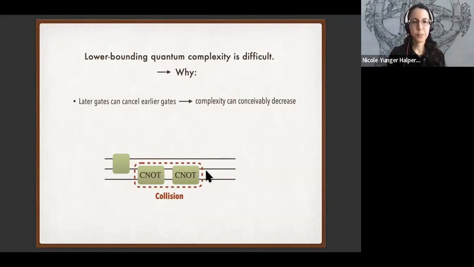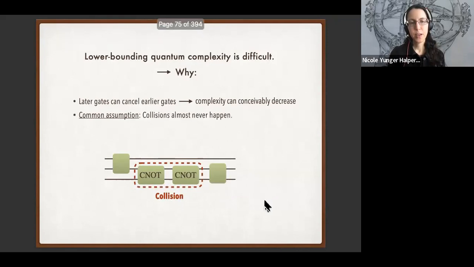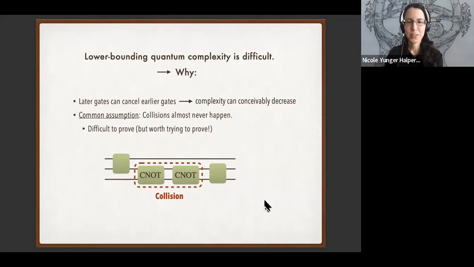This is called a collision. The quantum complexity decreases from here to here. We might often assume that collisions basically never happen, and it's reasonable to think that collisions happen very rarely. It's very difficult to prove that they actually don't happen, but of course it's worth trying to prove since we're doing physics and trying to be rigorous about it.